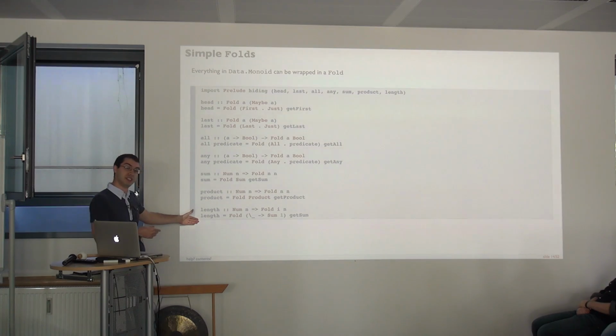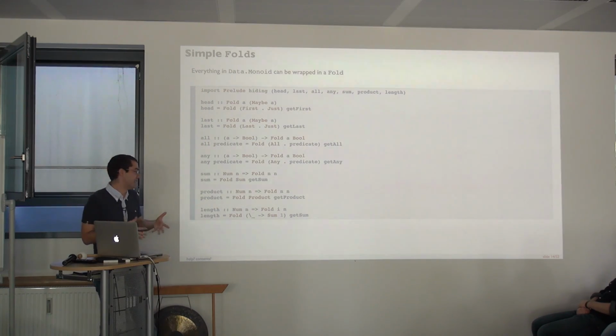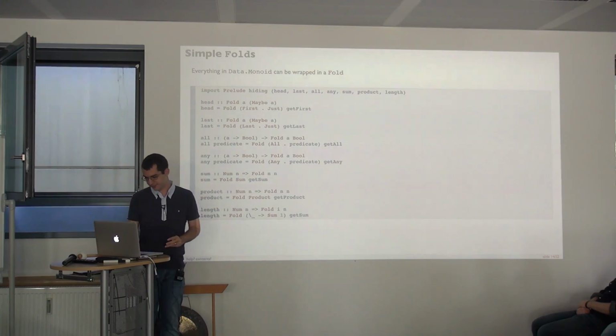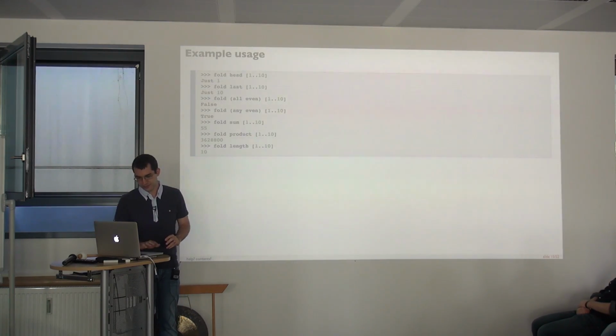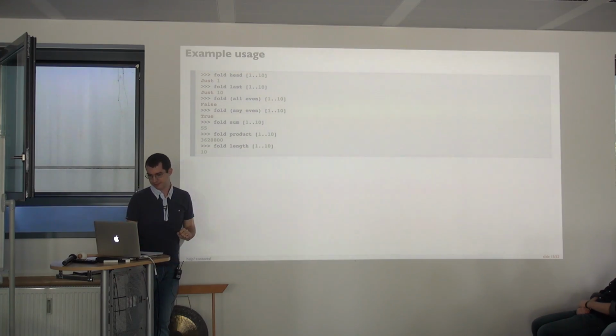Then you have a sum fold and a product fold. And for the length fold, what we do is transform each input element to a 1. And so then we just add up all these 1s to get the length of the list. And this just shows that they work. So the head of 1 to 10 is 1. The last of 1 to 10 is 10. Not all numbers are even, but there are some numbers that are even. And then you can sum them, you can multiply them, and you can compute the length of the list as well.